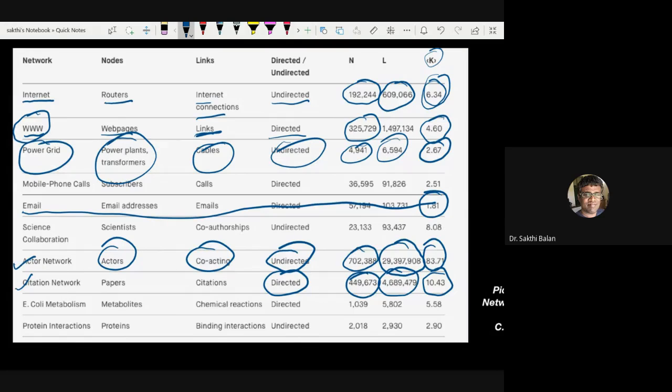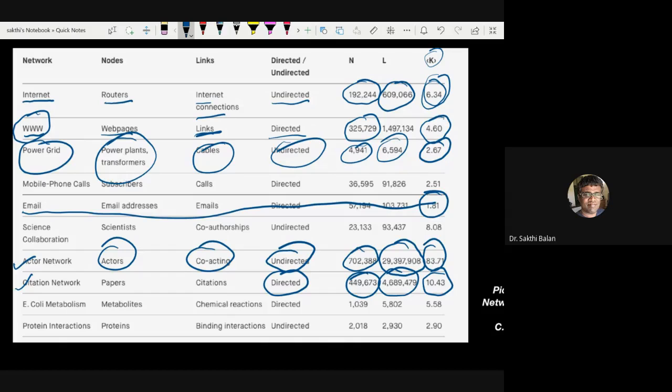The network sometimes fails, so the edges may not be there at all. In the WWW also, the links might change. So one time you will be able to access one page, another time you will not be able to access that page at all. So you don't have any control on that, right? And even the power grid, it is the same. Even the mobile network, it is the same. Email, it is the same, right?